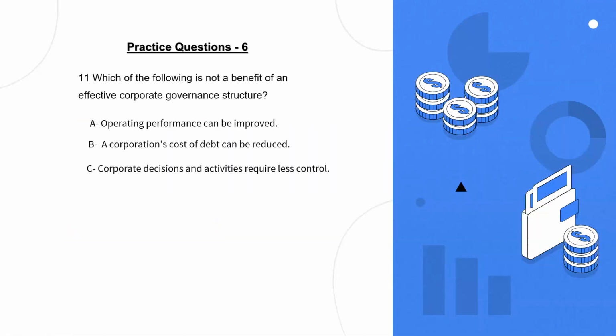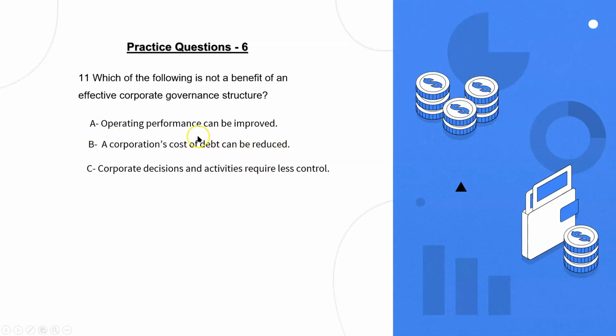The last question, question number 11 will be, which of the following is not a benefit. Again, the word not is important. So that means there will be some benefits mentioned, but one of them is not a benefit of a very good and effective corporate governance structure. Operating performance can be improved. Yes, it can be improved if you have a very good corporate governance. A corporation's cost of debt can be reduced. Definitely, this is crucial. Please never forget this.